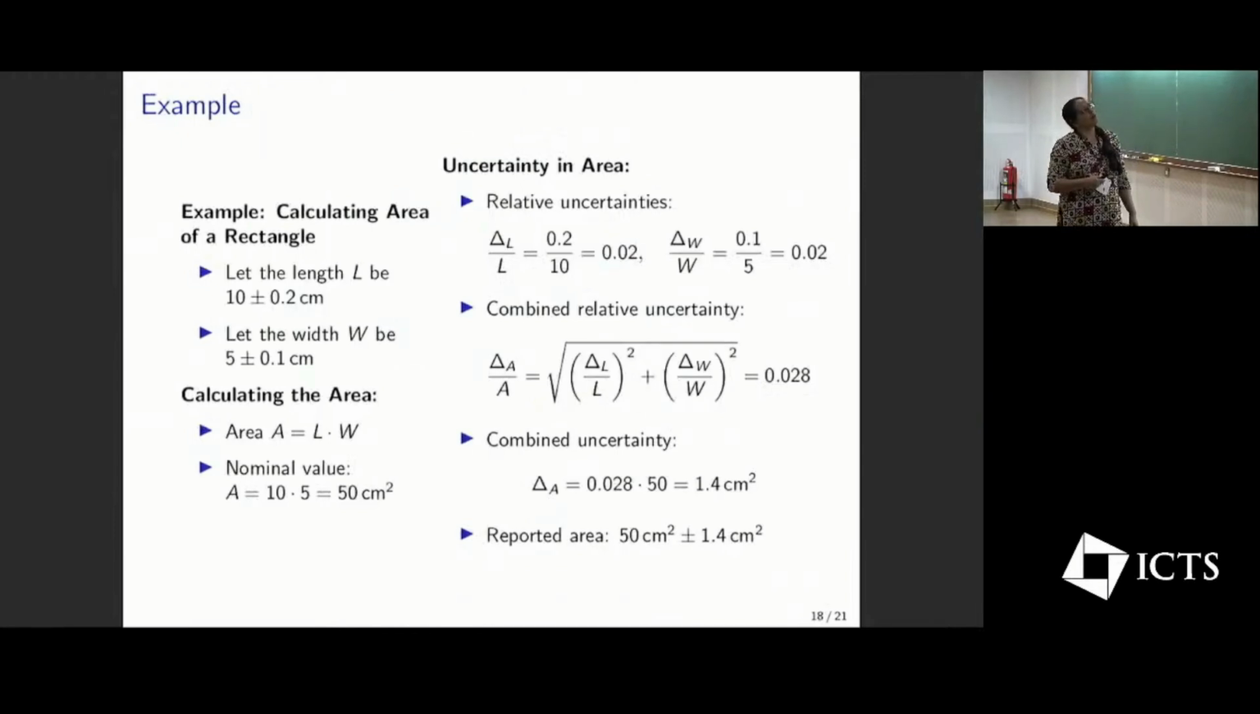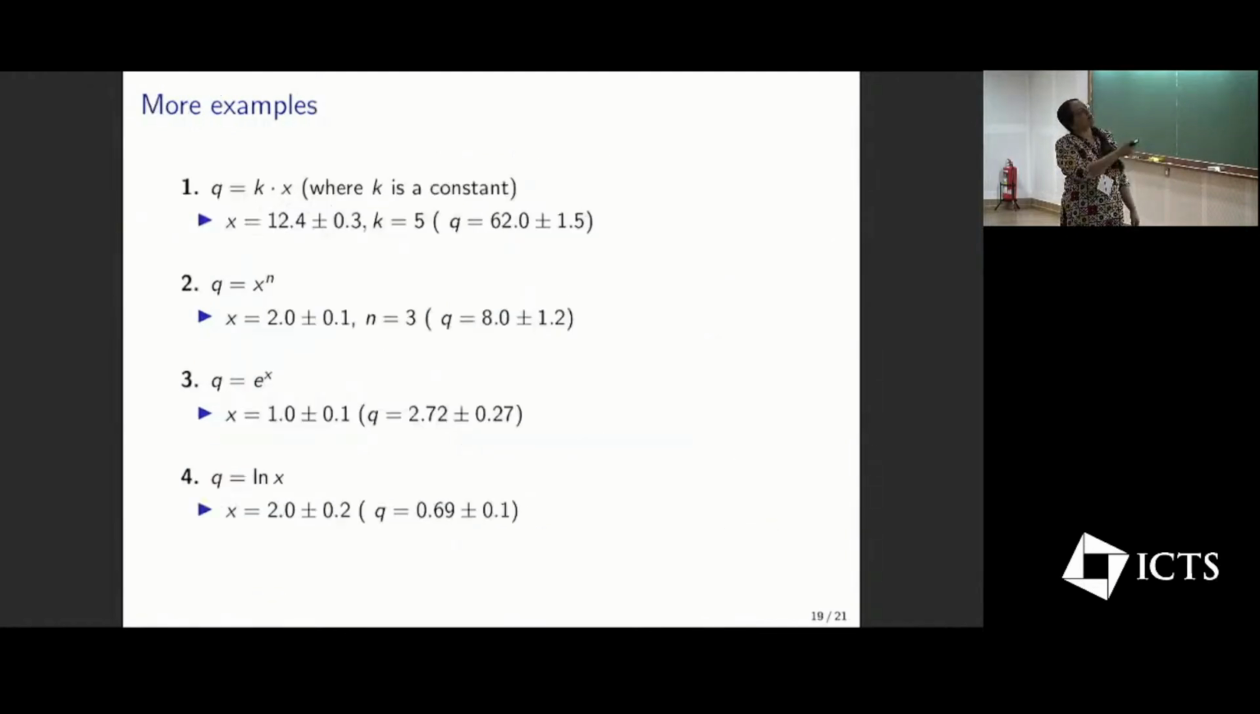All right, so maybe I'll leave this out. We can go to the next one. So let's look at these. I've just given you a few functions of x: you measure x, but the quantity you actually want to find out is q. So how does the uncertainty propagate from x to q? That's something we can find out.